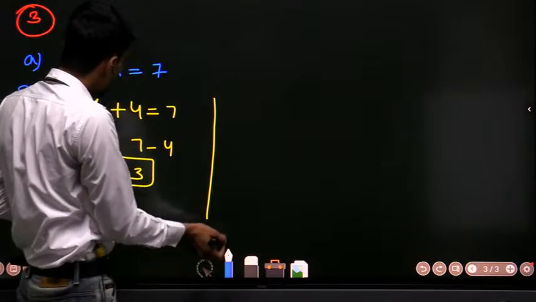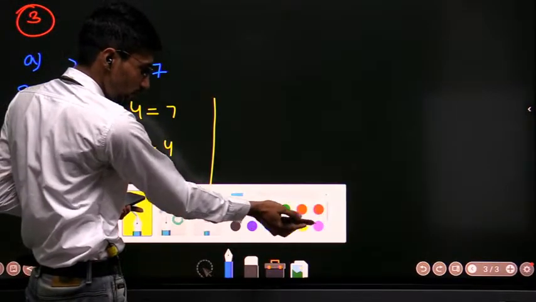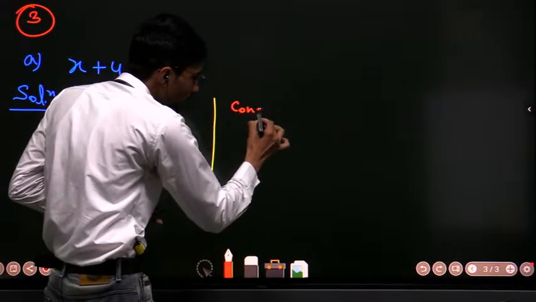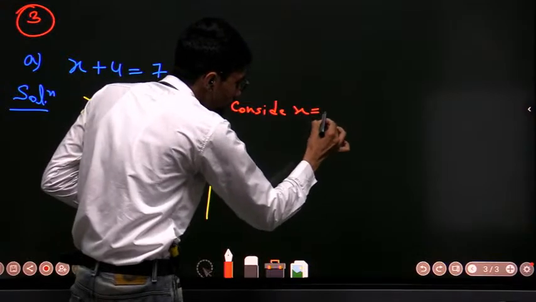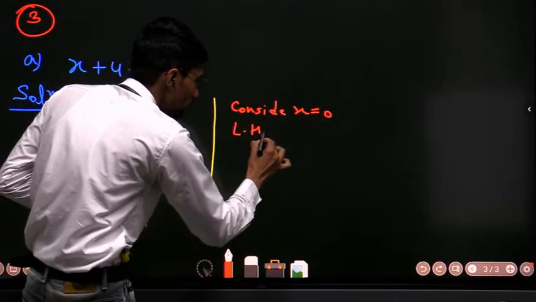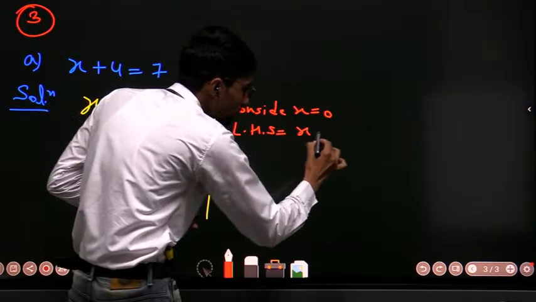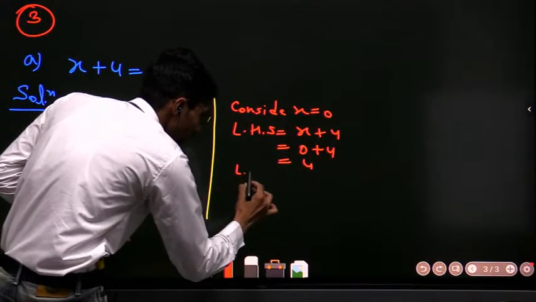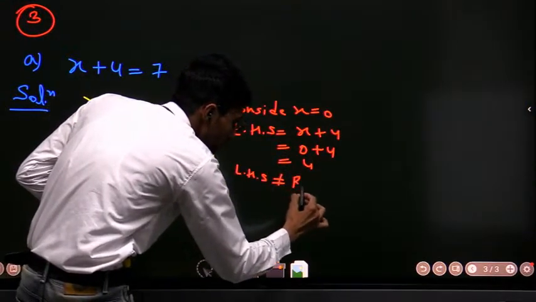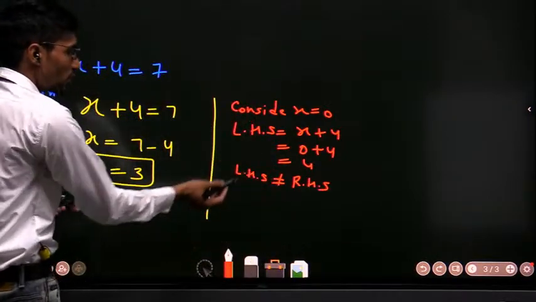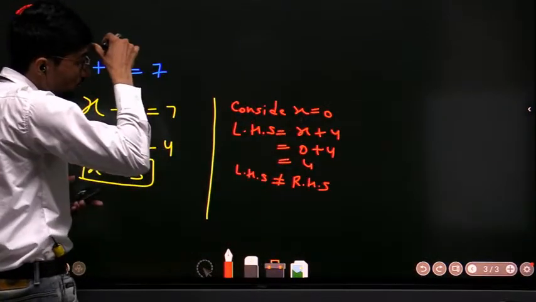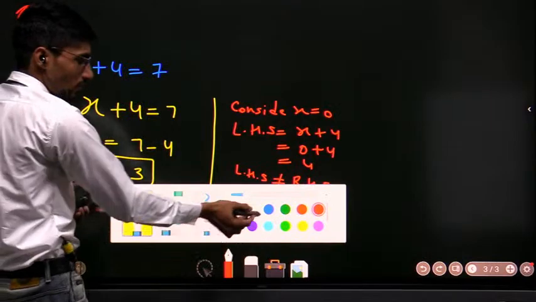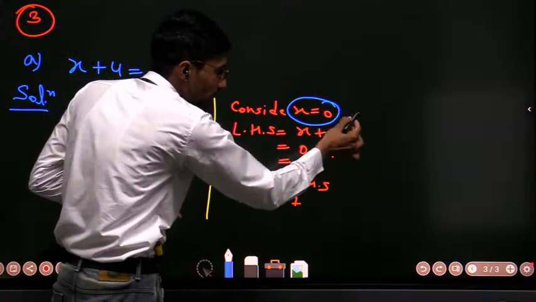Now according to the trial and error method, we have to consider x equals 0. So when x equals 0, LHS is equal to x plus 4, which is 0 plus 4, equals 4. So here LHS is not equal to RHS. Why? Because the LHS value is 4 and the RHS value is 7. So the x value 0 is not correct.